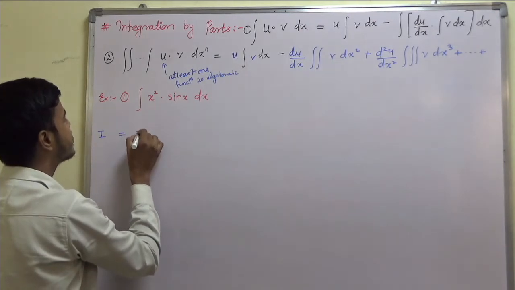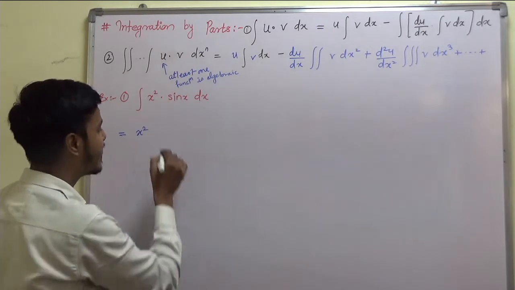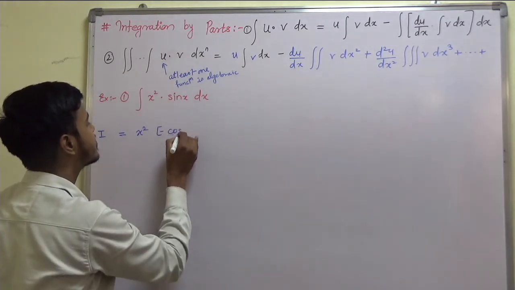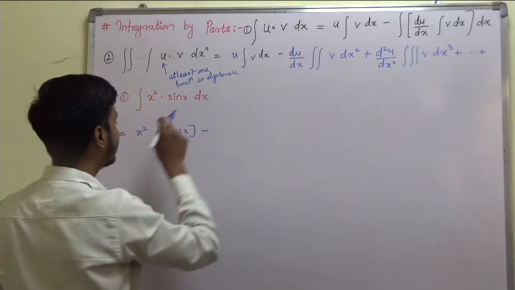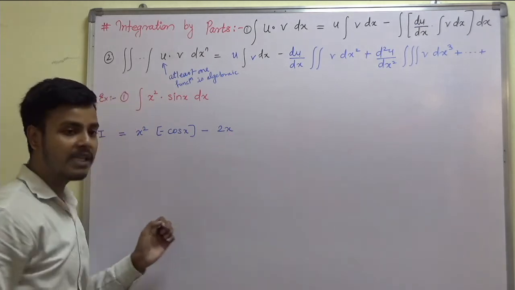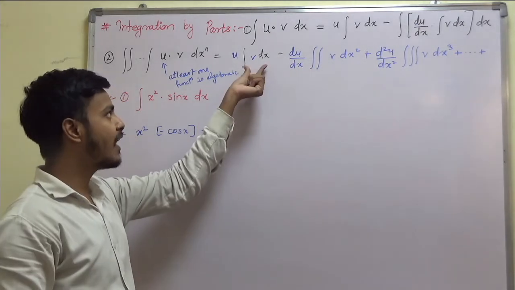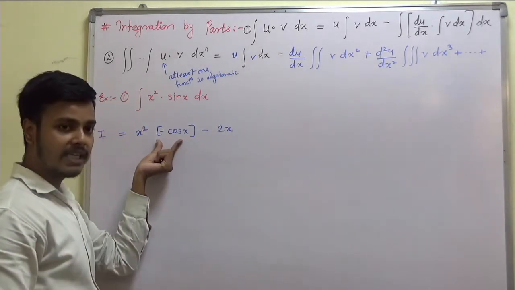Just apply the second formula. So this is first function, integration of sin x. What is the integration of sin x? Minus cos x. Minus derivative of first. What is the derivative of first? The derivative of x square is 2x. Now double integration of v. We already have one integration. Now take another integration of this, and we will be getting the double integration.